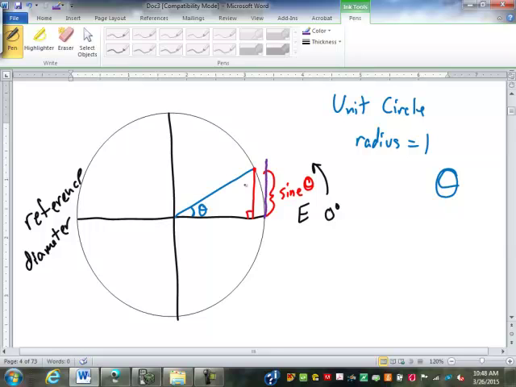How far does it extend up? Well, until it is intersected by this line coming out of that angle. So that purple length there, that right there, is the tangent of that angle.